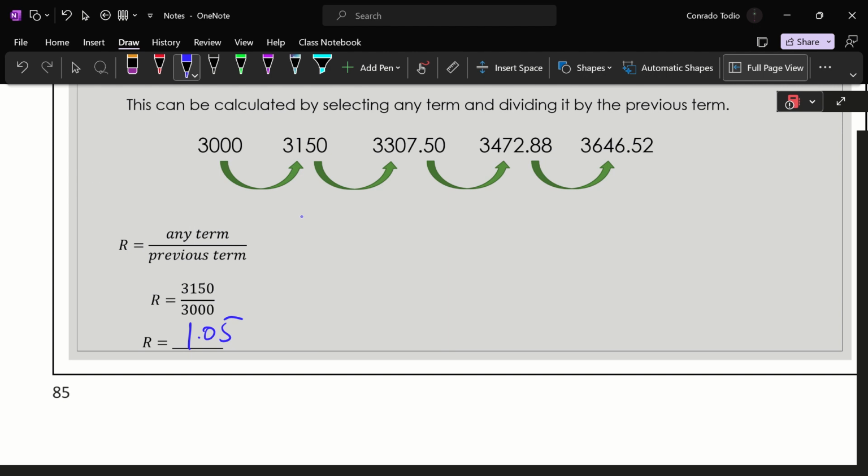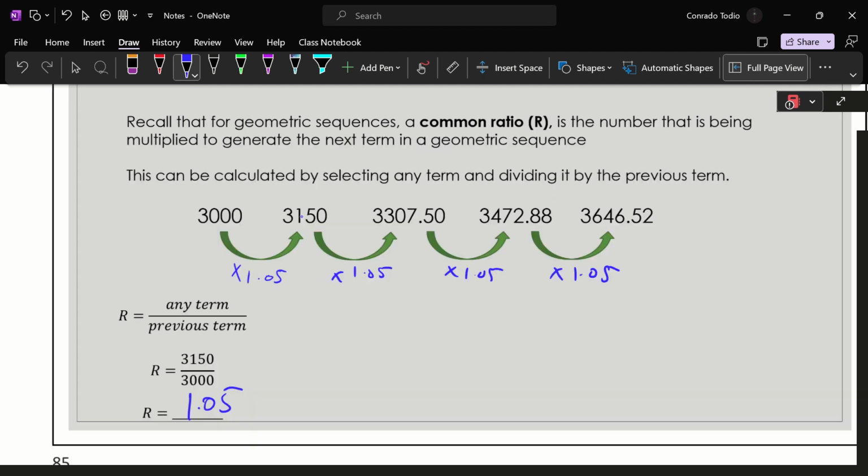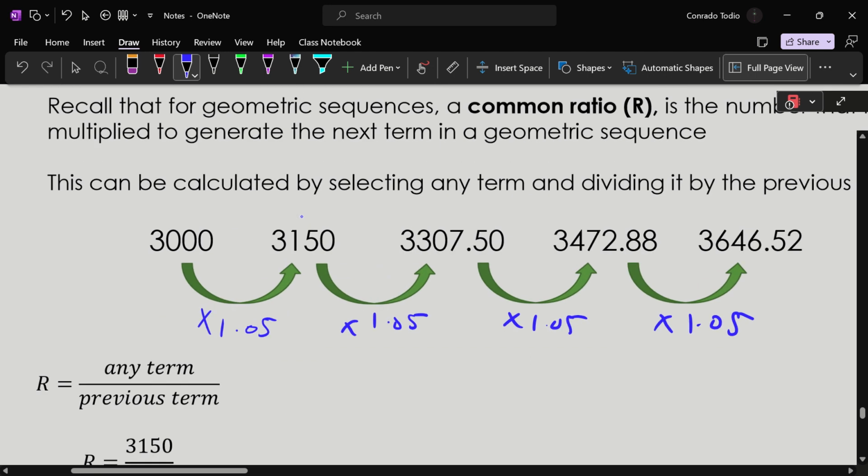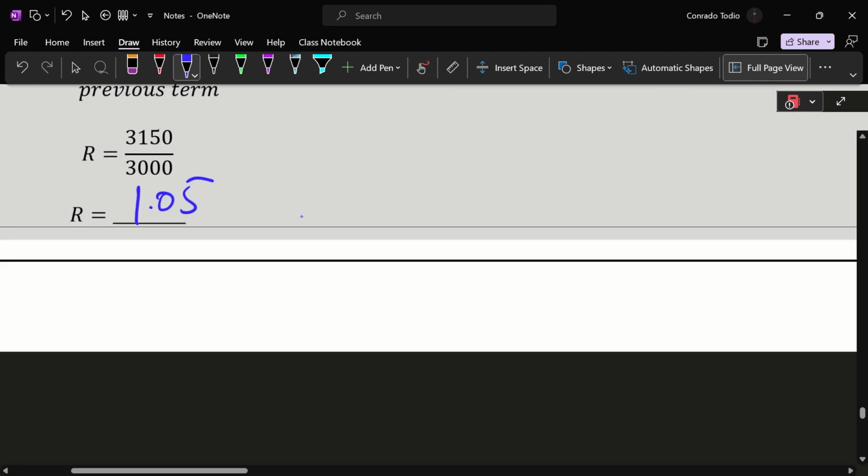So to get the next term, you're just multiplying by 1.05. That's easy. Everyone knows this. And you know what this is as well, guys? This is also the interest rate, but maybe that'll confuse you a bit.